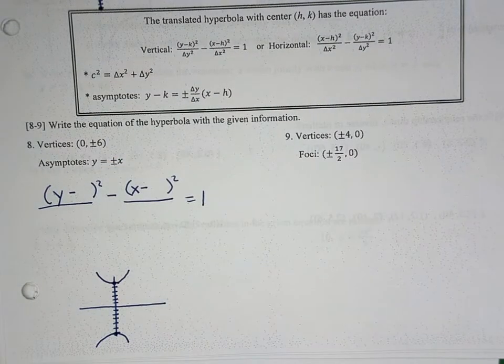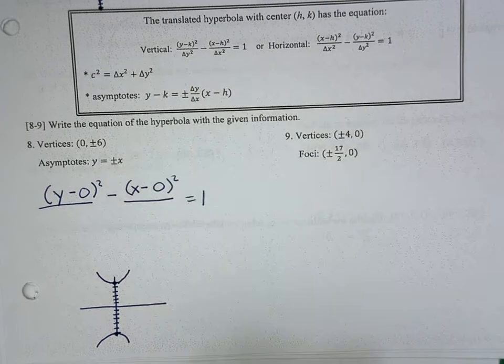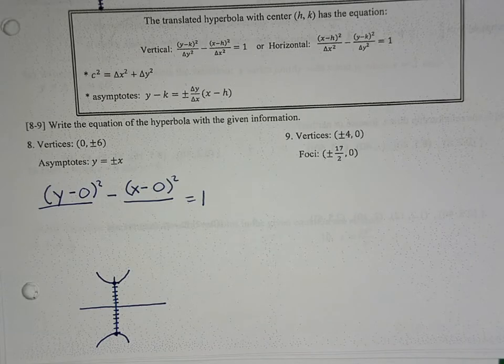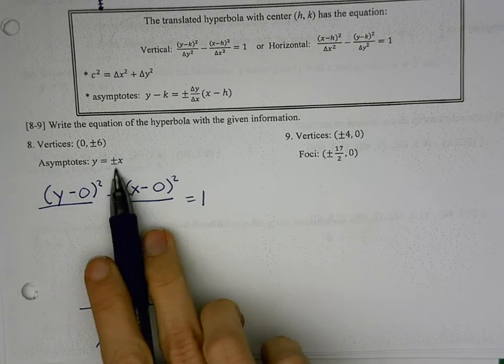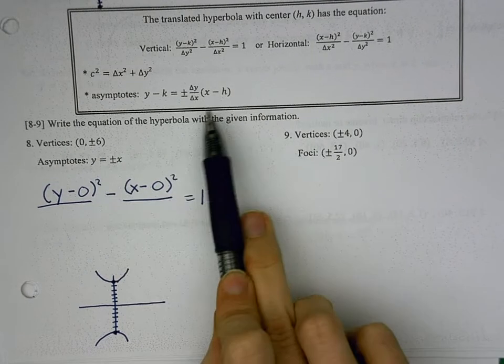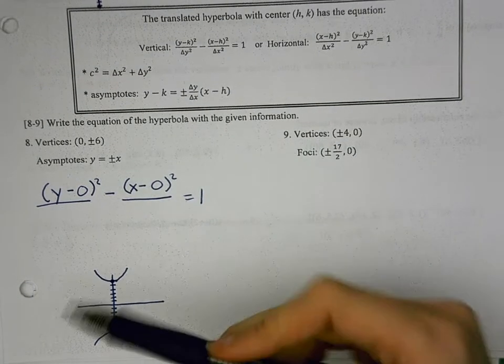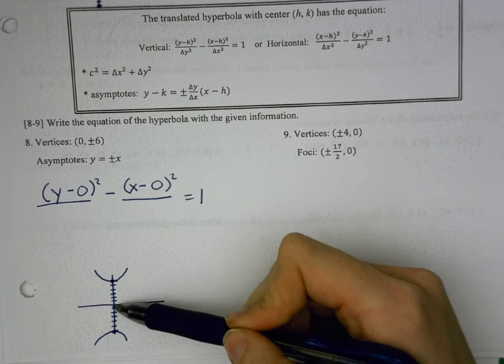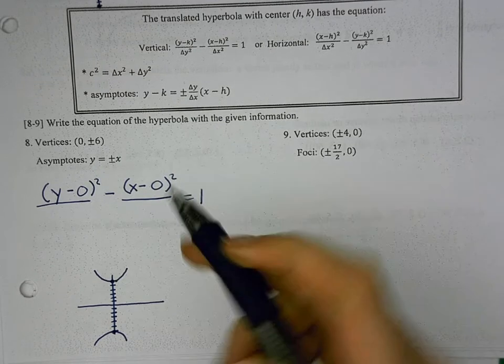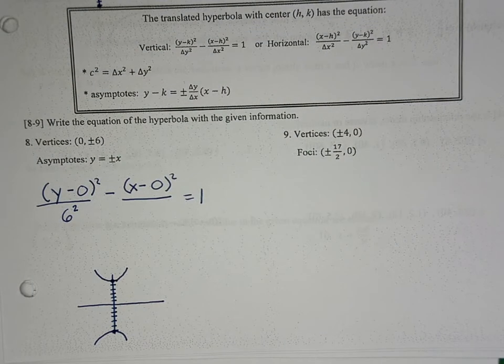And then your center halfway in between would be at 0, 0. That 0, 0 is confirmed by my asymptote, which tells me that my y minus k, k would be 0, x minus h would be 0. Okay. Delta y then in this particular case is 6 out from the center to each vertex, so my delta y is 6. And then my delta x, well, I'm not given any other information except for my asymptote, so somehow I have to be able to get it from my asymptote.